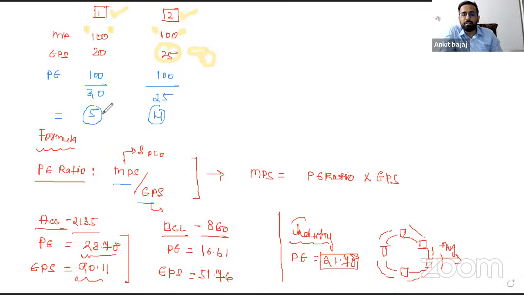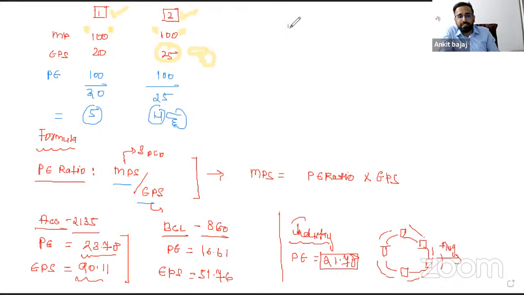Now, where will you invest your money? Definitely you will invest into the stock whose PE ratio is lesser. For sure, you will invest into the company where the PE ratio is lesser. So every time, you have to check for the companies whose PE ratio is lesser, because they will be giving you a higher return.